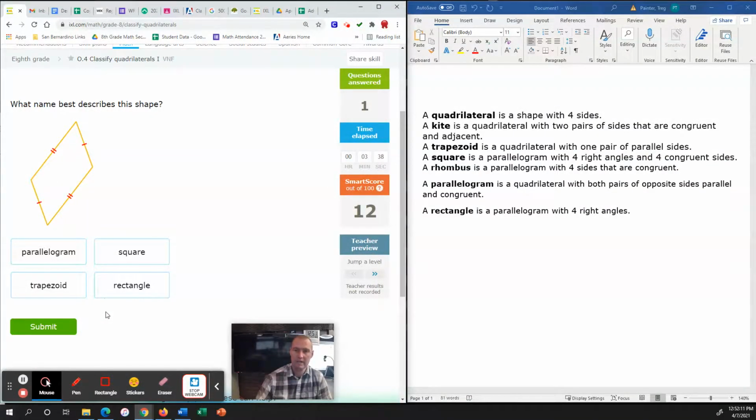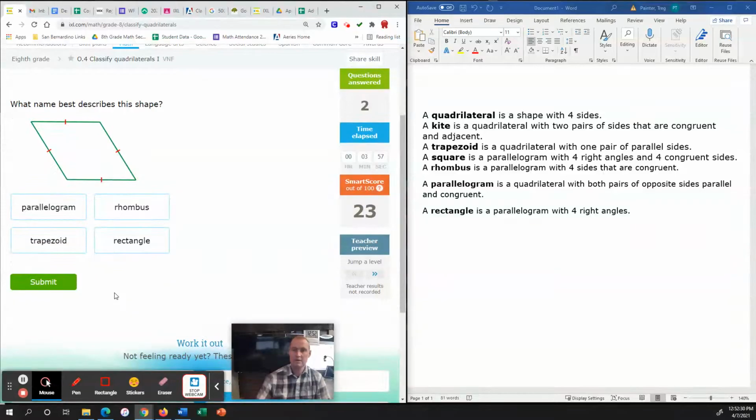All right, 12 points. What name best describes this shape? We got a parallelogram. Pretty good. Definitely not a square. It is not a trapezoid and is not a rectangle. So this one has to fall in parallelogram because these are not even correct answers.